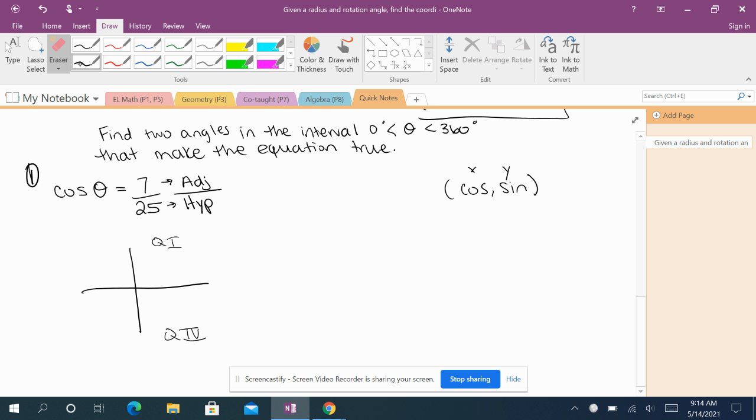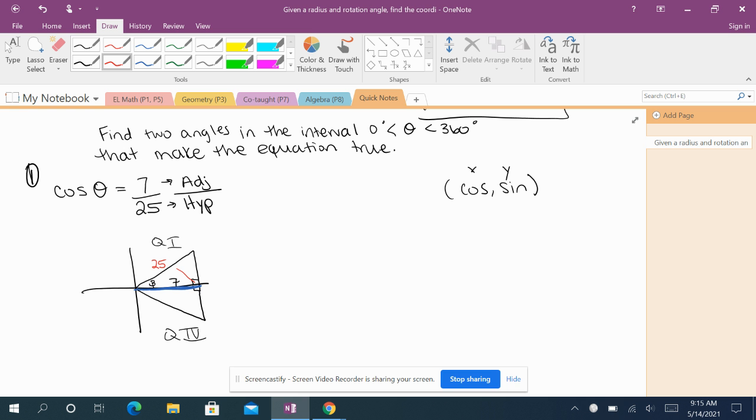So I'm going to erase this part here. Okay, now I'm going to draw my triangle, something like this. Now I have to label these. My adjacent side is going to be this side right here. So this is going to be 7, because this is the angle of beta here. And then the 25 is the hypotenuse. The hypotenuse is across from the 90-degree angle right here.